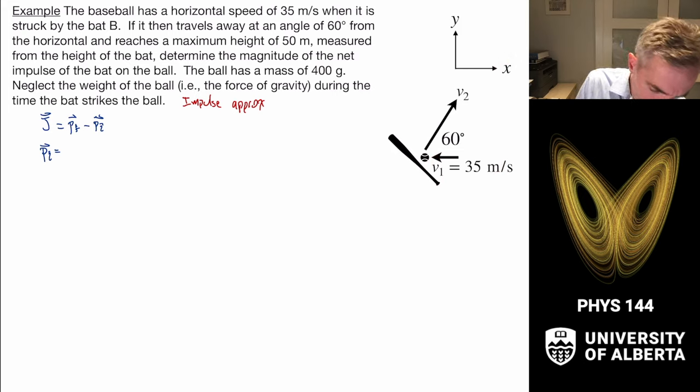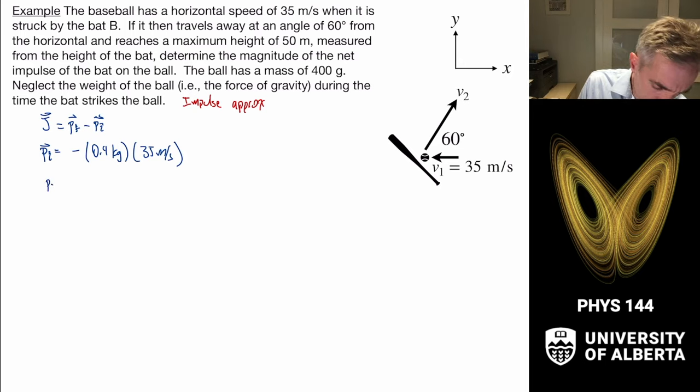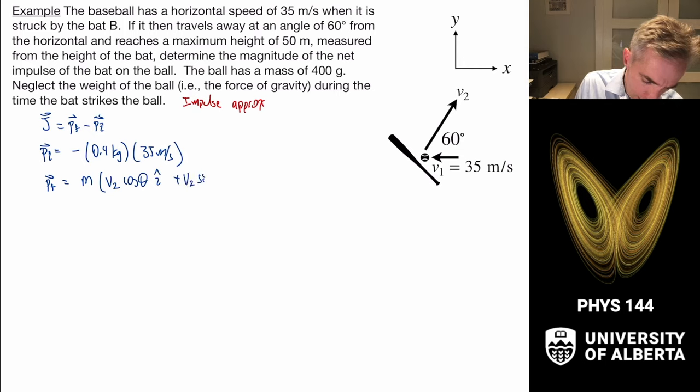And so the initial momentum here is going to be equal to negative the mass, 0.4 kilograms, times 35 meters per second, and that's going to give me whatever my initial momentum is. My final momentum is not known, but I do know that it's equal to the mass of the ball times the speed v2 times the cos theta in the I hat plus v2 sine theta in the J hat, where theta is this 60 degrees right there. So I'll just note that that's equal to theta in my definition.